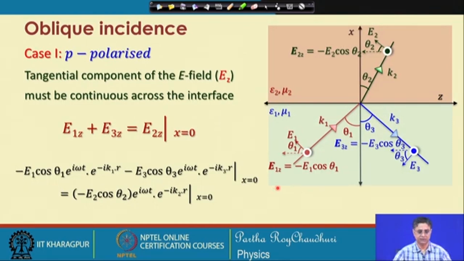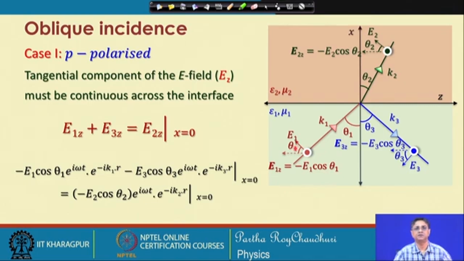Now, let us consider a few example cases. First is the case of a p polarized wave, that is the present configuration that we have undertaken. The boundary conditions are that the tangential component of the electric fields must be continuous across the interface. The tangential component, that is this component and this component, tangential with respect to the interface, they must be continuous.